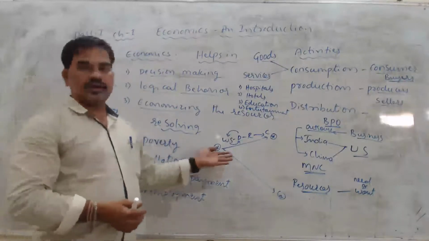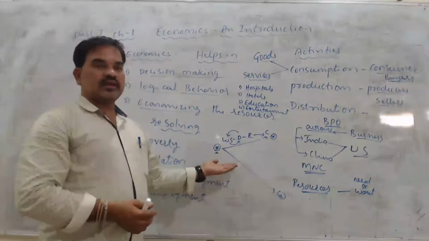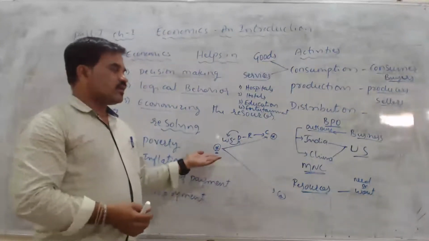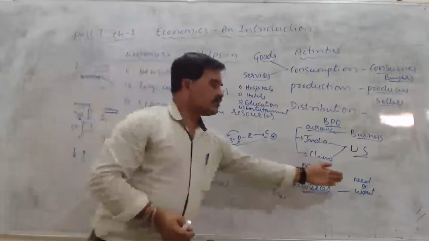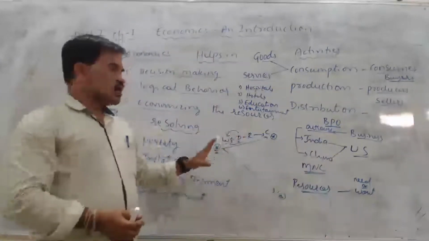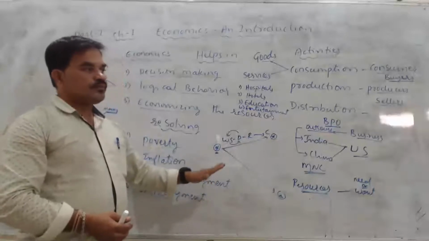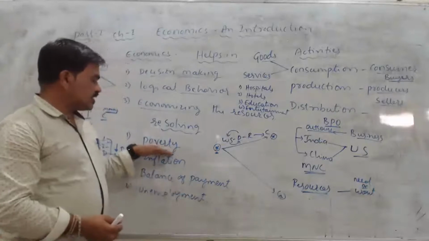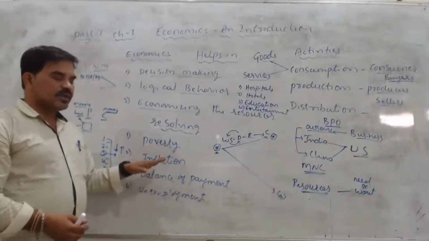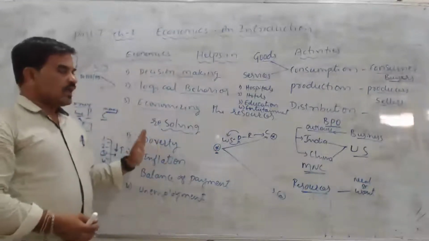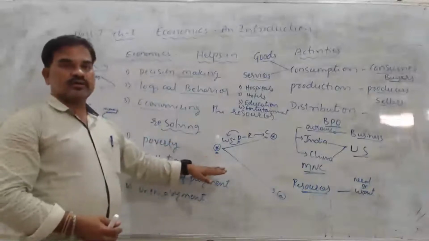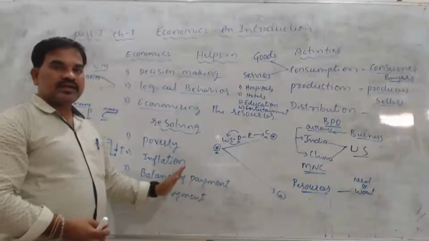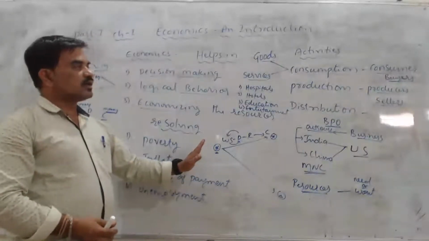People will not get better employed. If they are not employed, there is no income generation. When there is no income generation, they are not in a position to fulfill their wants and needs. So it will lead to a bad economic condition of a country. Unemployment leads to poverty, to inflation, to balance of payment issues, and the economic condition gets worse. So it is a bad indicator. These are the bad indicators of a country's economy.